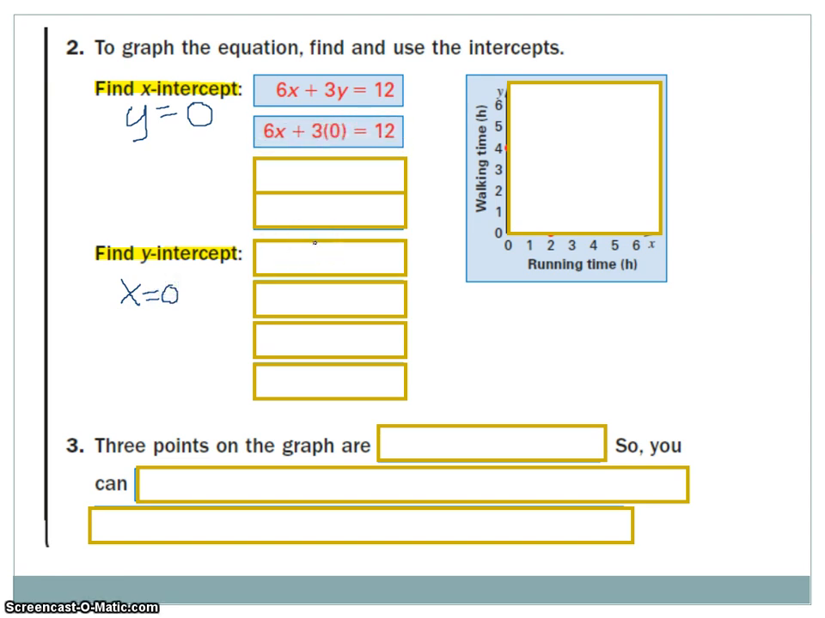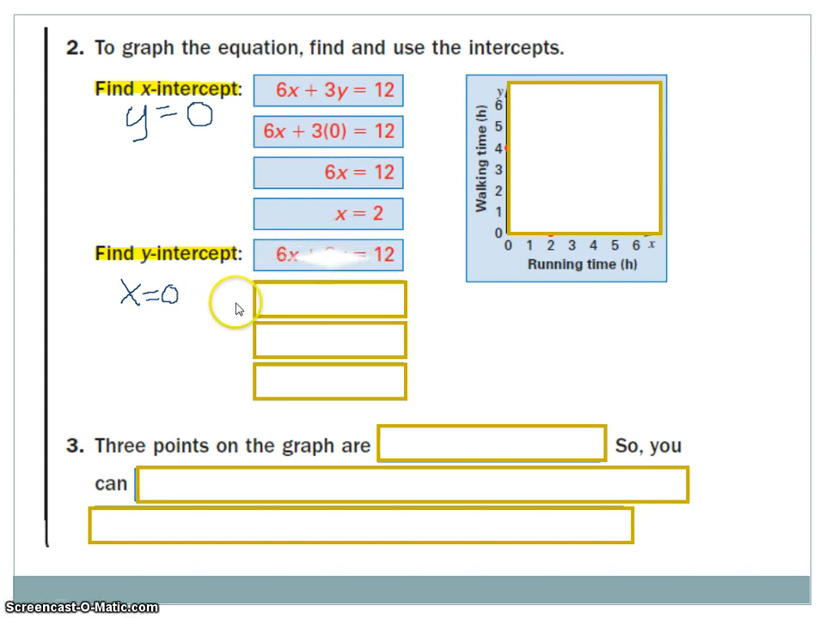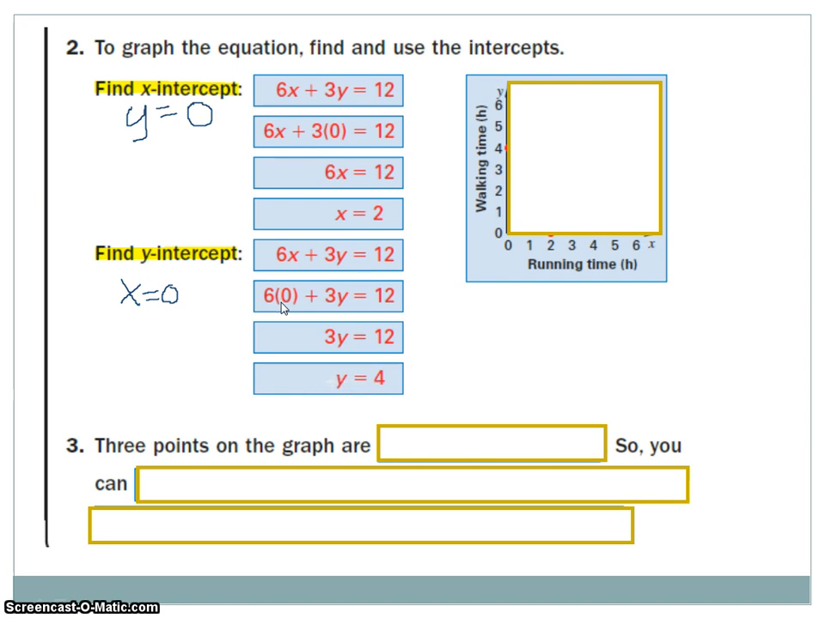Substitute 0 in for y. 6 times x plus 3 times 0, which is just 6x, equals 12. Divide by 6 on both sides. X equals 2. Let's find our y-intercept. And this time, 0 goes in for the x. 6 times 0 plus 3y equals 12. Just leaves you with 3y because 6 times 0 is just 0. Divide by 3 on both sides, y equals 4.